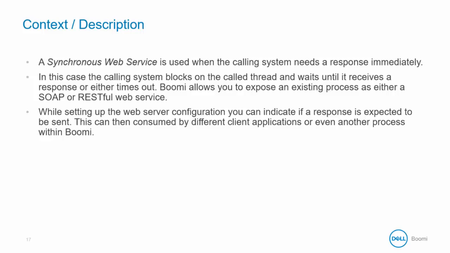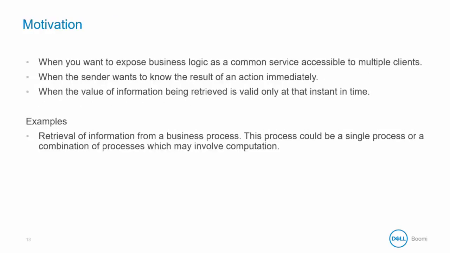While setting up the web server configuration, you can indicate if a response is expected to be sent. This can then be consumed by different client applications or even by another Boomi process. You can make use of this pattern when you want to expose business logic as a common service accessible to multiple clients, or when the sender wants to know the result of an action immediately, or when the value of information being retrieved is valid only at that instant in time.